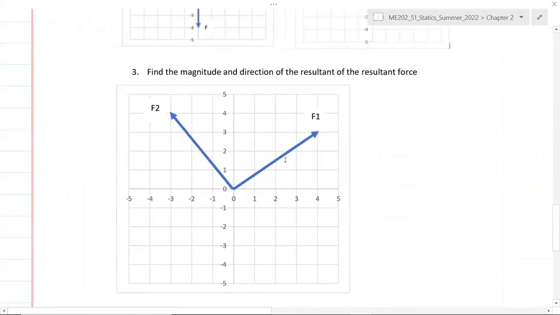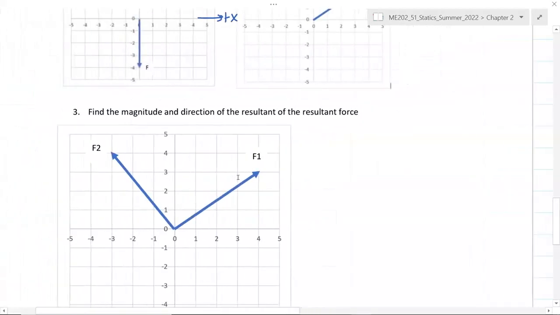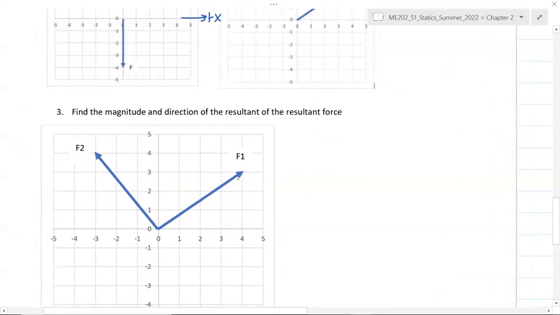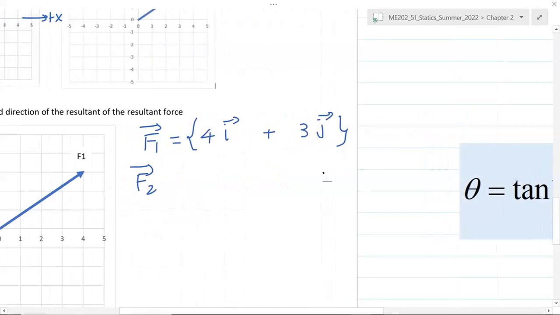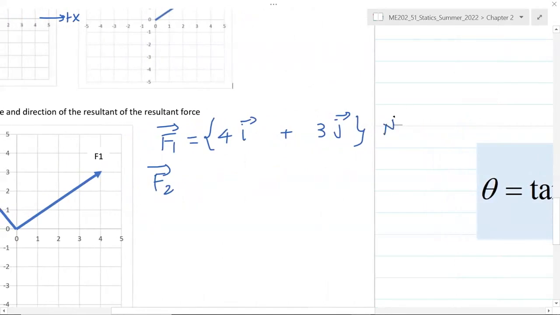Let's find the magnitude and direction of the resultant vector for this problem. So what we need to do is add these two vectors. Now we can use either a graphical method or an analytical method, where we write each vector as a Cartesian representation and get the resultant vector. So let's write down F1 as a Cartesian vector. F1 is 4i plus 3j. F2, and we make sure that we also write the units, newtons.